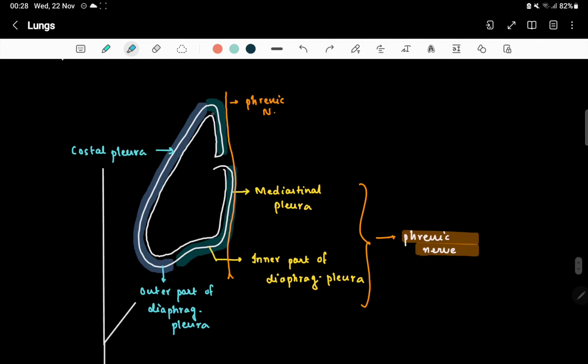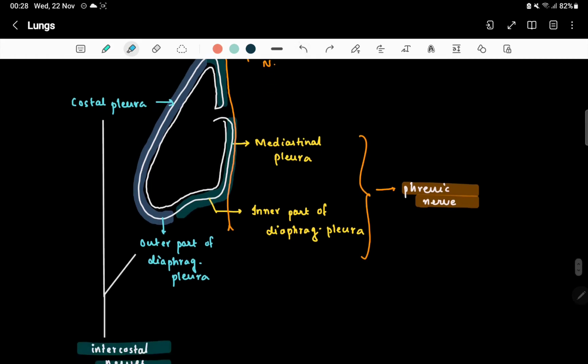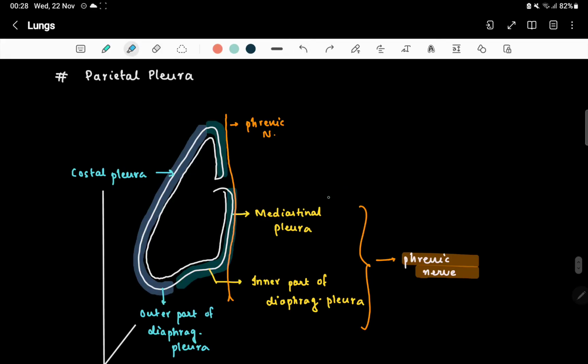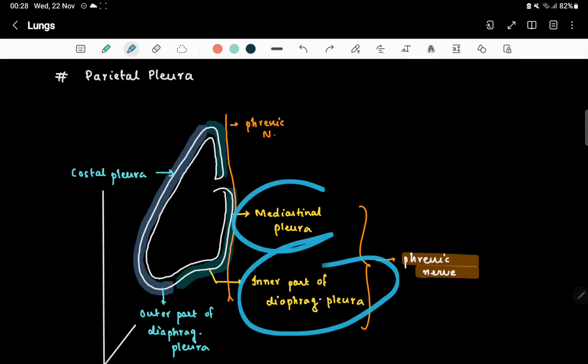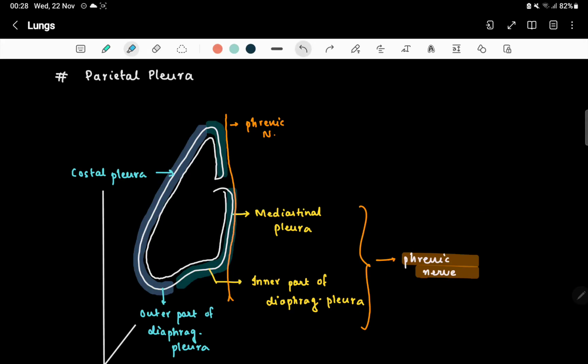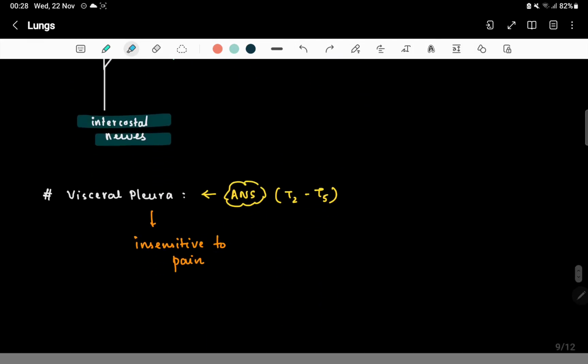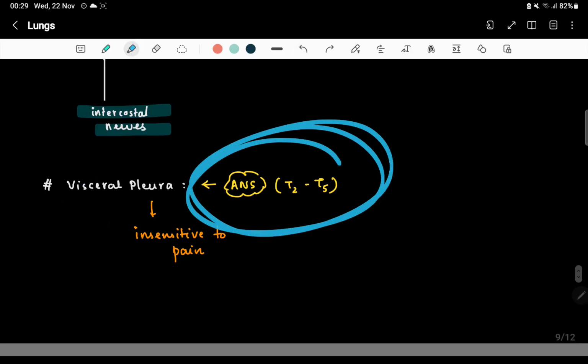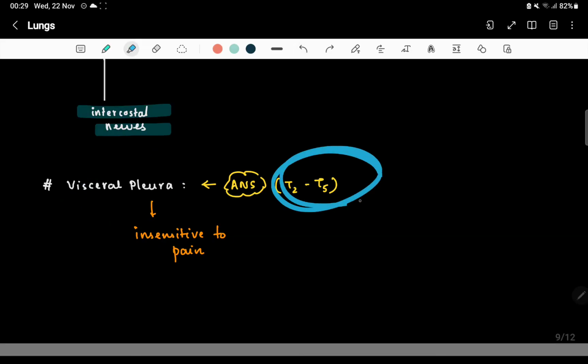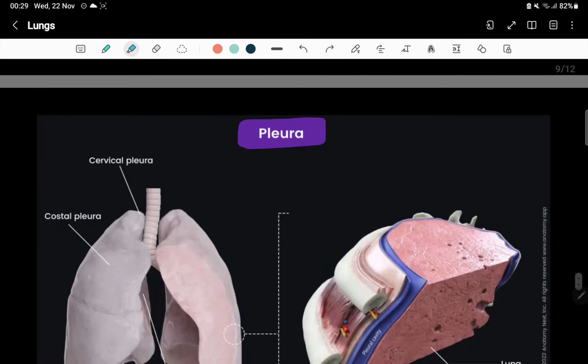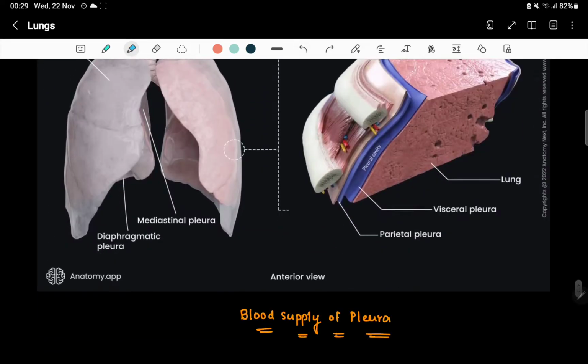But the phrenic nerve supplies the mediastinal pleura, part of the costal pleura, and the inner part of the diaphragmatic pleura. These three are supplied by the phrenic nerve. Understood? Visceral pleura is supplied by the ANS. It is under autonomic control, T2 to T5 segments, and it is insensitive to pain. So this is all about your pleura.